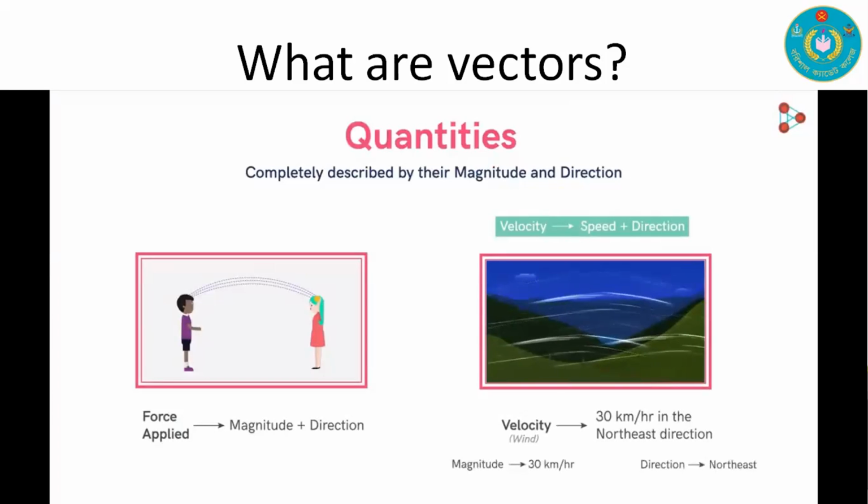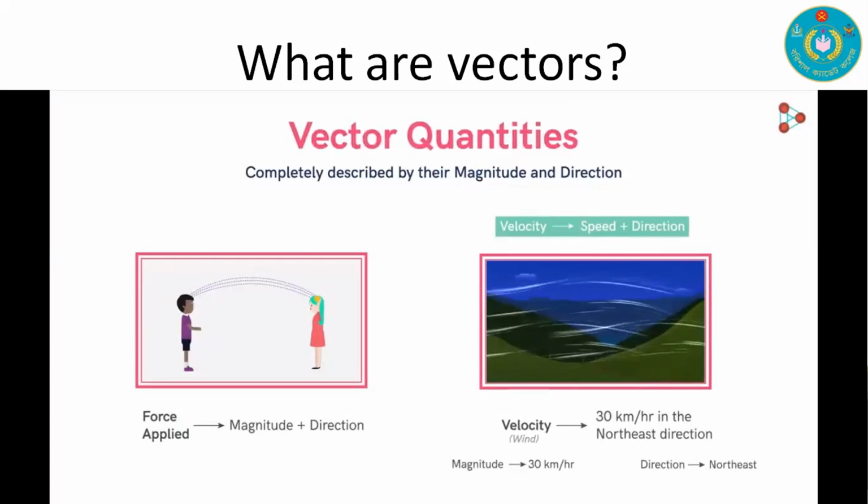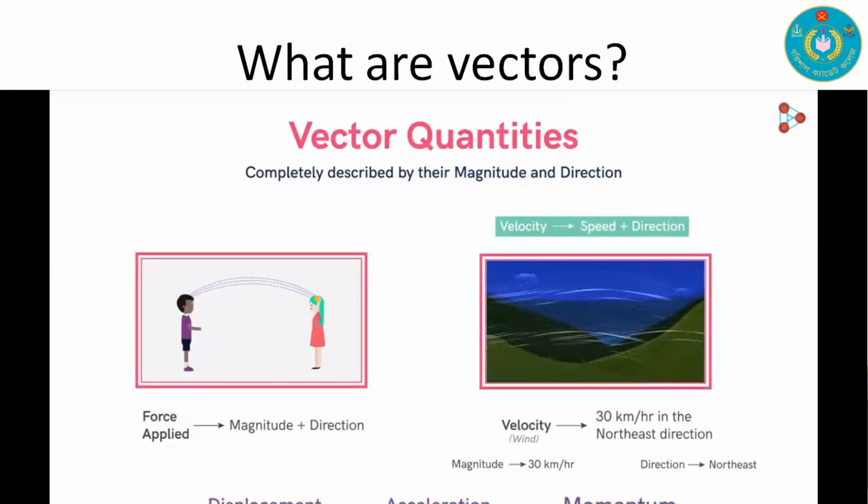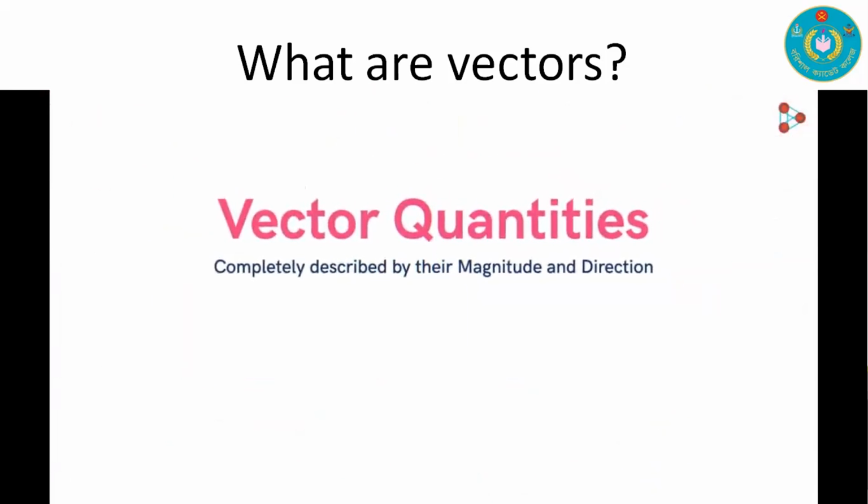If you want to describe the velocity of air, you have to know the speed and the direction. For example, the speed of air is 30 km per hour in the northeast direction. Here the direction is northeast and the magnitude is 30 km per hour. You have two pieces of information, magnitude and direction. That's why it is a vector quantity, completely described by its magnitude and direction.